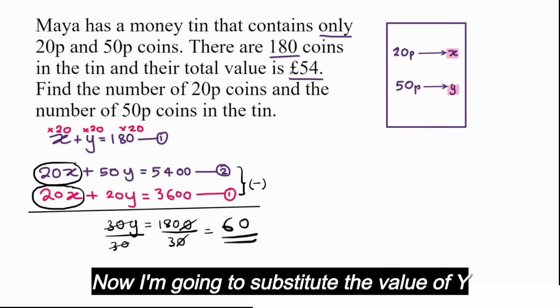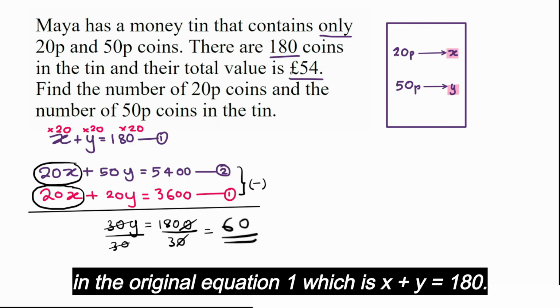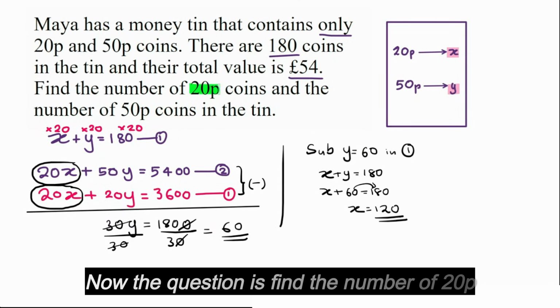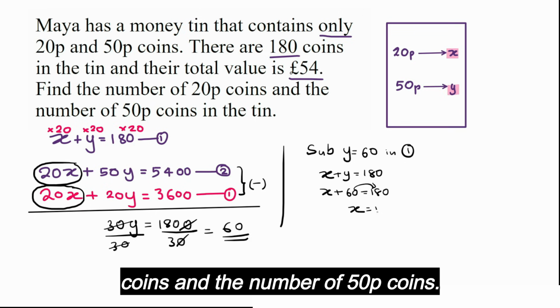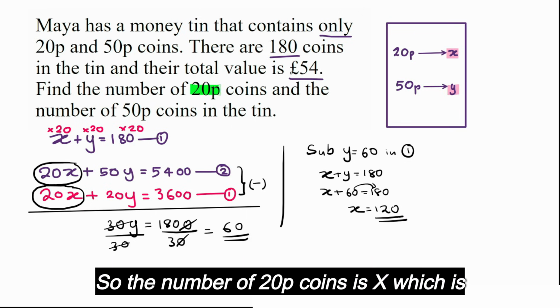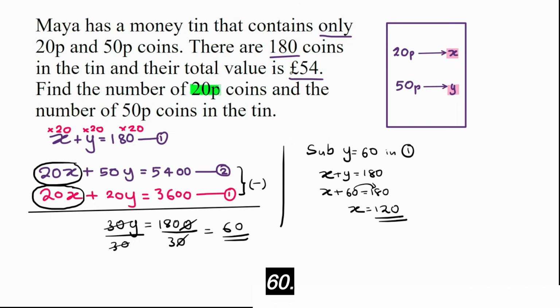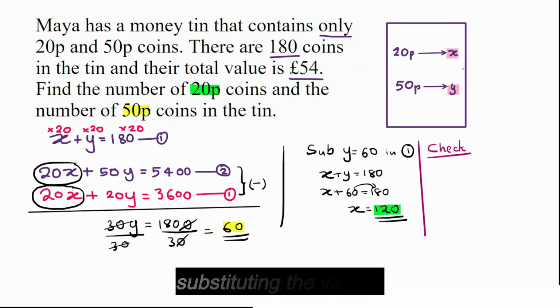Now I'm going to substitute the value of y in the original equation 1, which is x + y = 180. So obviously the value of x is 120. Now the question is, find the number of 20p coins and the number of 50p coins. So the number of 20p coins is x, which is 120, and the number of 50p coins is y, which is 60.